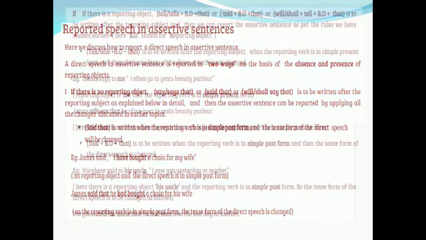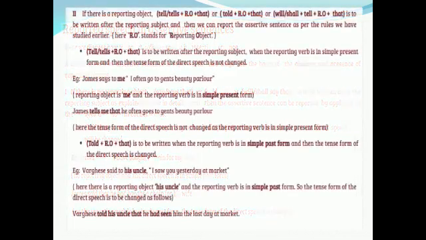Alright, now let's move on. If there is a reporting object, then tell, tells plus reporting object plus that, or told, that is in past tense, plus reporting object plus that, or will, shall plus tell plus reporting object plus that. This is the rule, children.